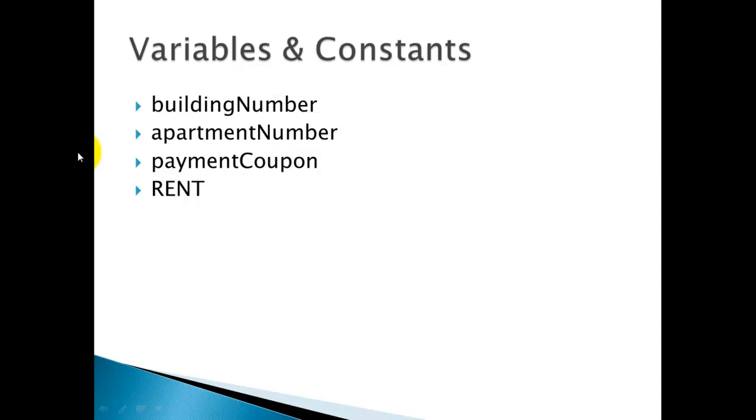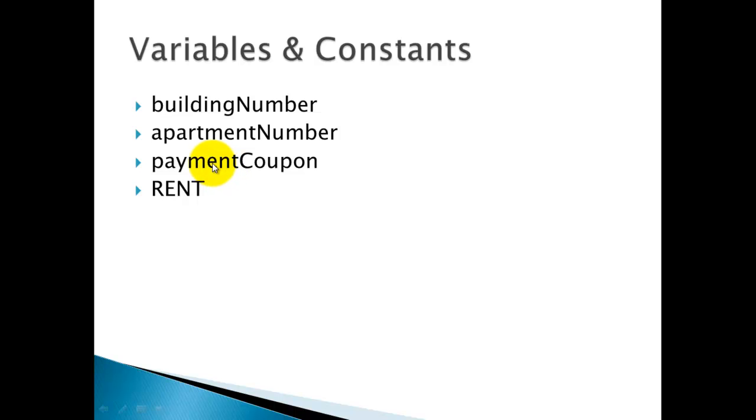Possible constants. The rent. We know the rent is $800. So you might want to create a constant or define a constant and set its value to 800. Other possible constants, you're going to have a maximum number of buildings, apartments, and payments. You might want to have a constant that holds those values.